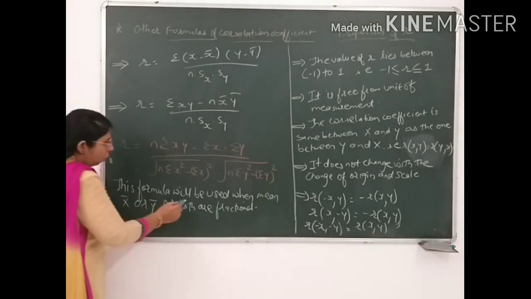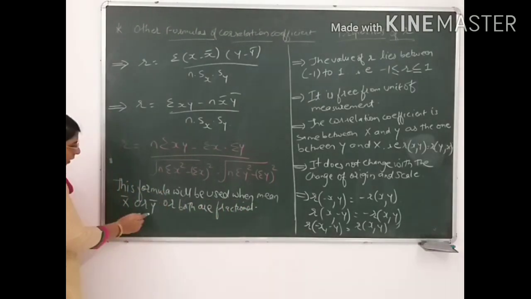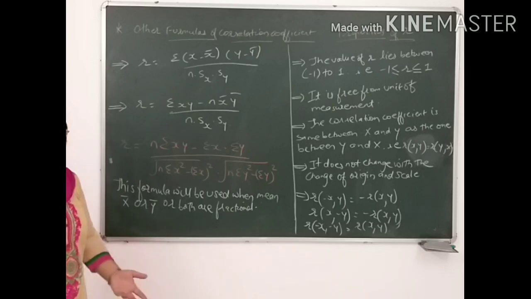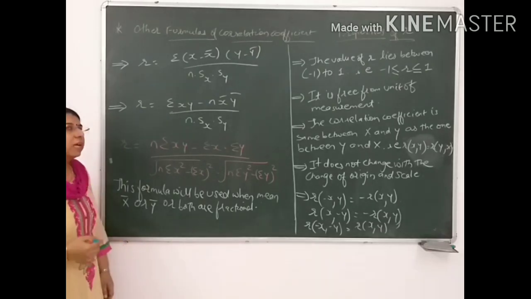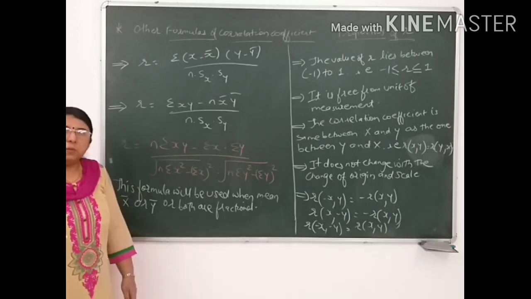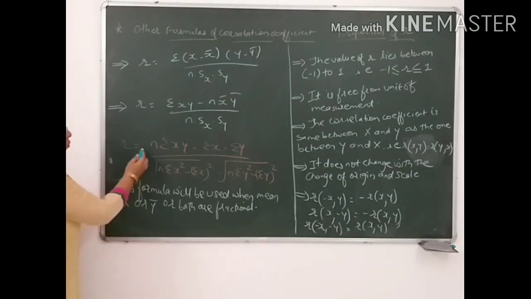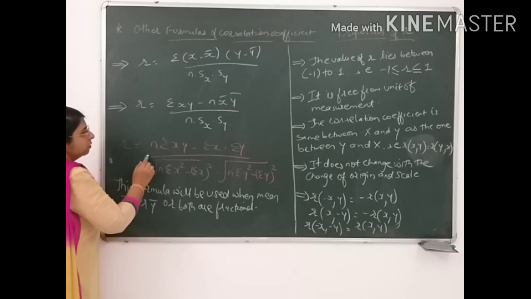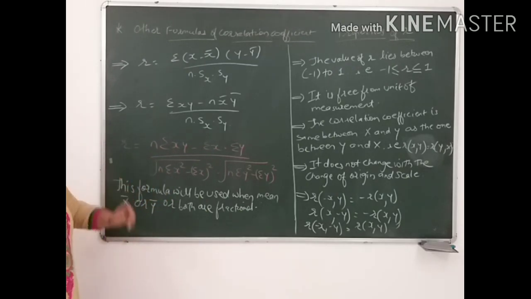And when the value of mean, that is x bar and y bar, is fractional or any one of them is fractional, fractional means it is coming in point, that is 10.2, 10.5, 11.3 and so on, then we have to apply the formula that is given over here on the board.